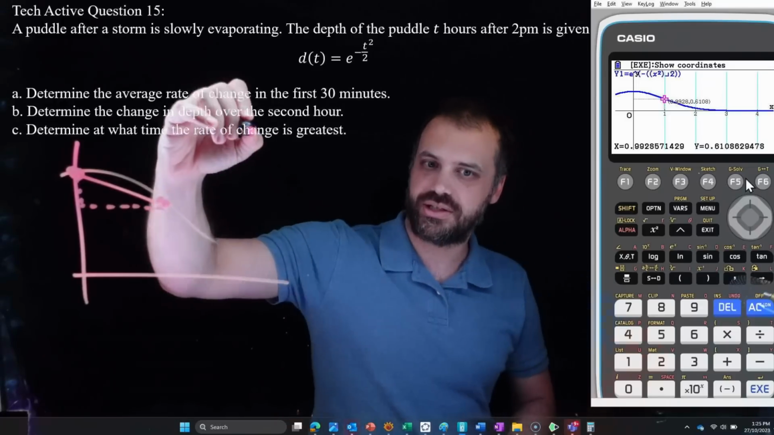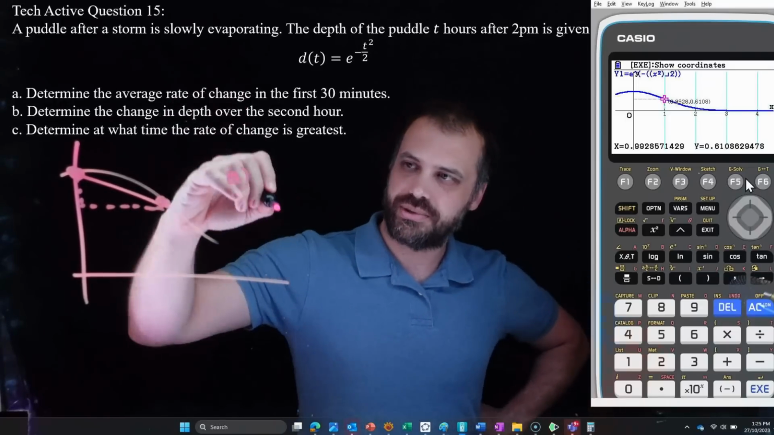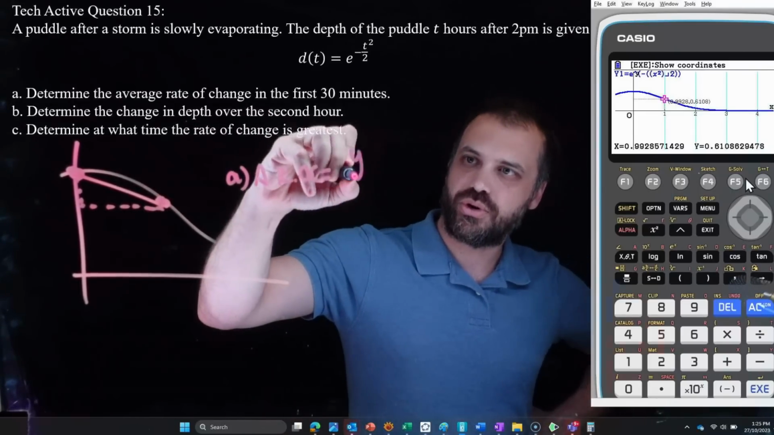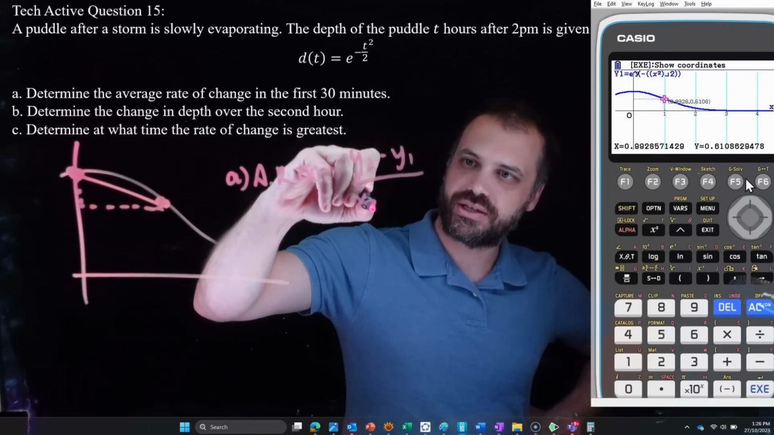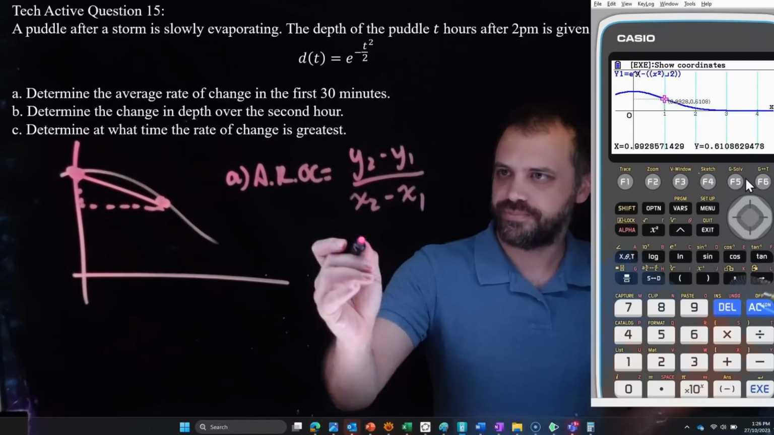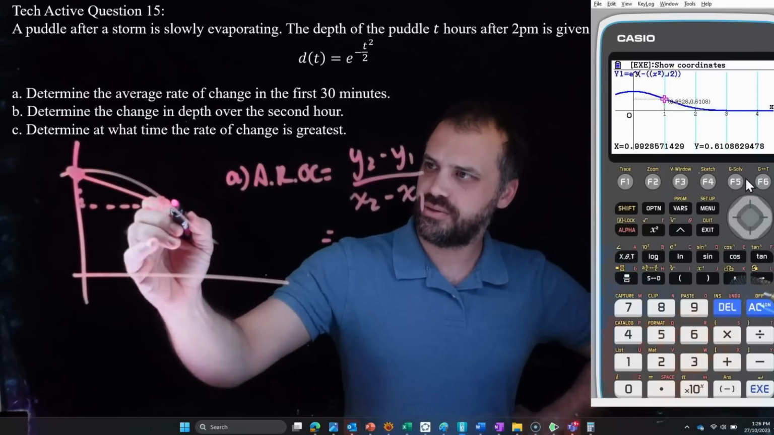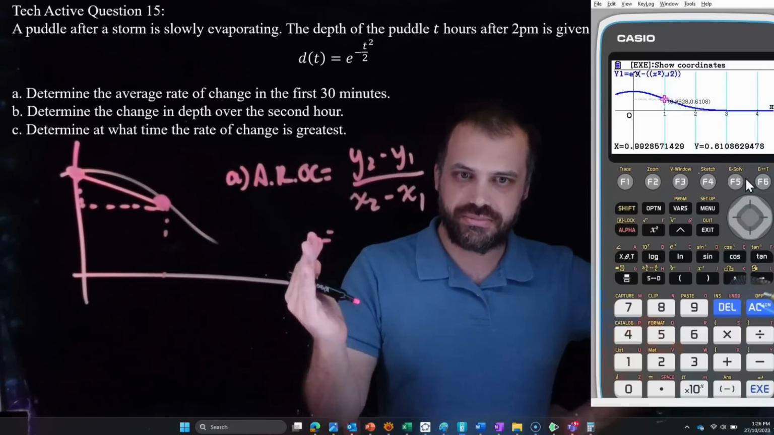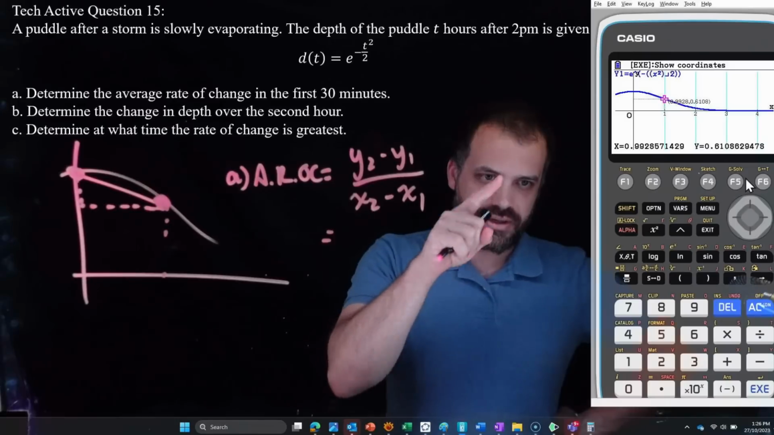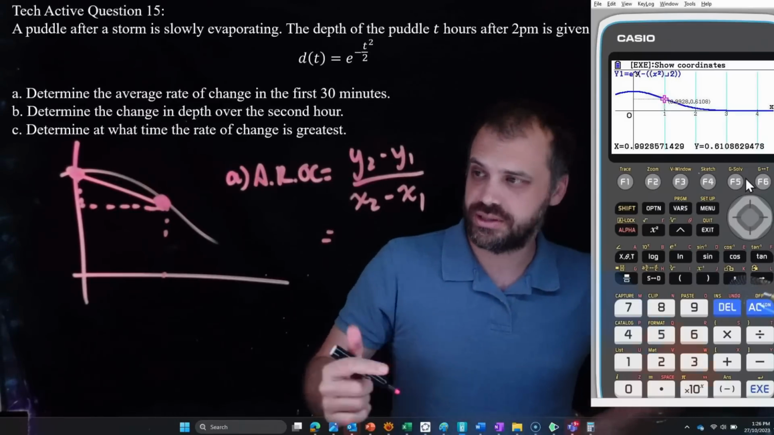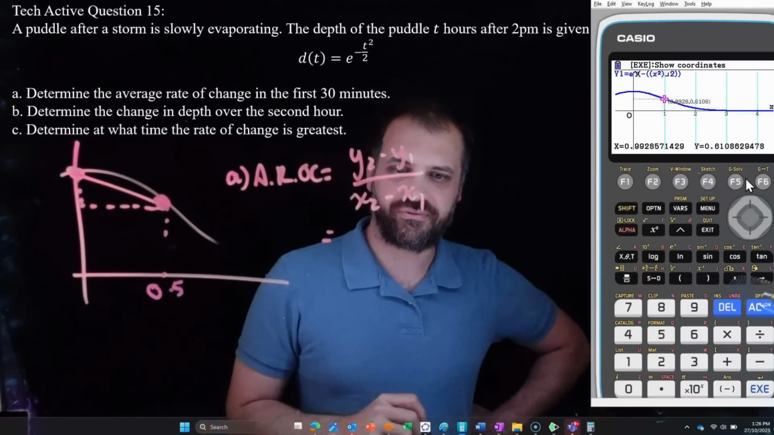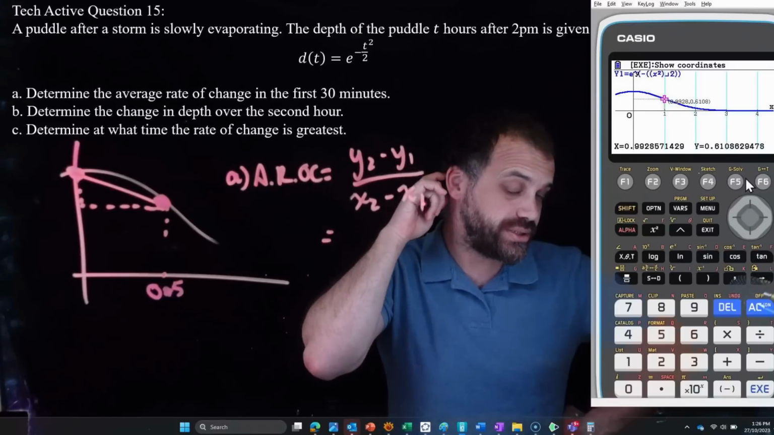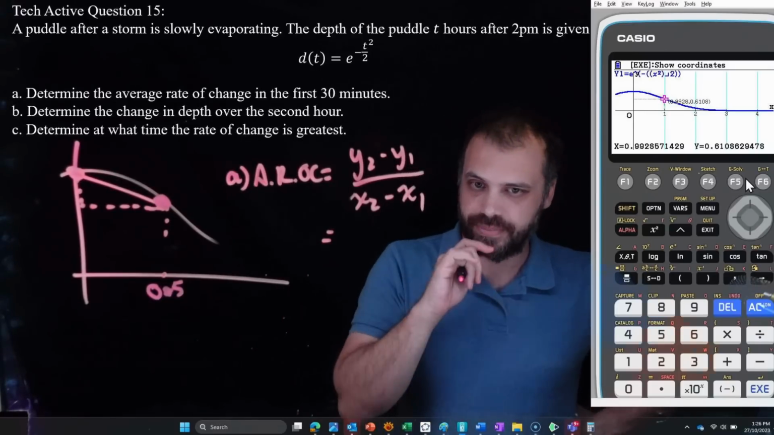Okay, in other words, part A is going to be average rate of change is going to be equal to y2 minus y1 over x2 minus x1. Now, this point here is of interest to me, and that's 30 minutes, because it says in the first 30 minutes. Now, on our graph here, not 30 minutes, 0.5 hours. They always do this. They end up writing an equation in hours and then asking you about minutes or vice versa.